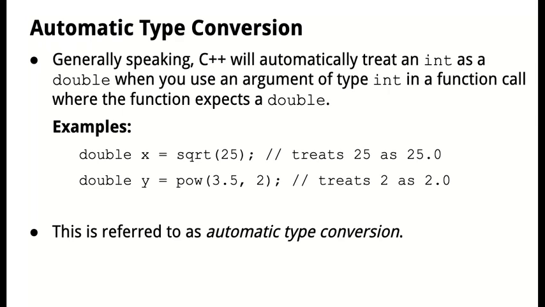Another example would be the pow function. You could plug in 2 where it expects a double, and it would treat the 2 as a 2.0. So most of the time, where a function expects a double, you can safely plug in a value of type int, and that int will automatically be promoted up to a double.